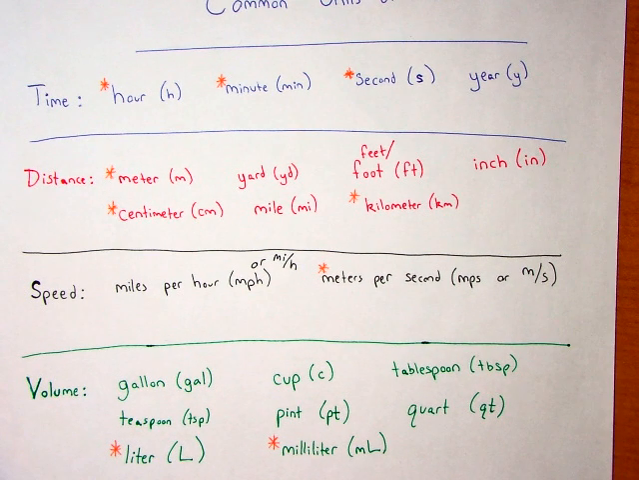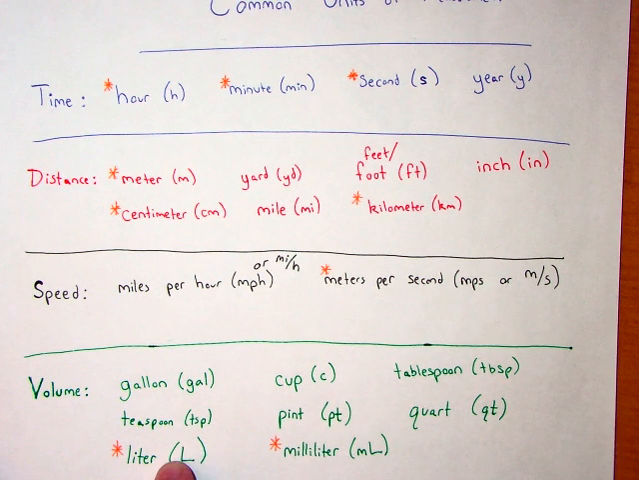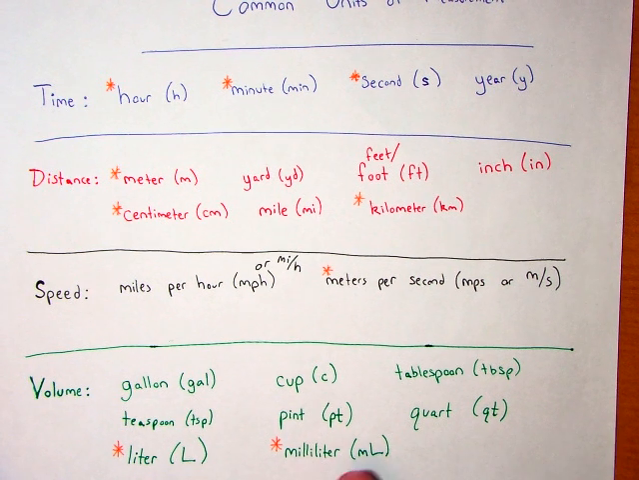Most of the rest of the world uses the metric units, such as the liter. Notice this one is a capital L. This is different. A lot of people try to put a lowercase l for liter. It is capital L. And with the liter, we have the milliliter. The milliliter is 1/1000th of a liter. It is abbreviated as lowercase m, capital L.